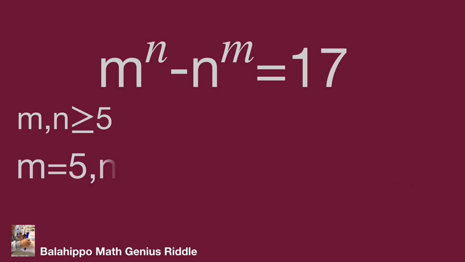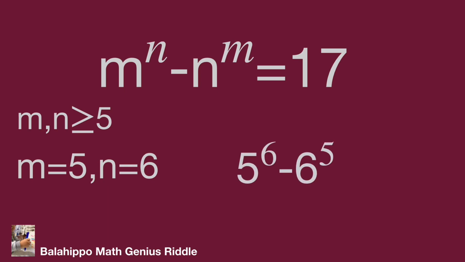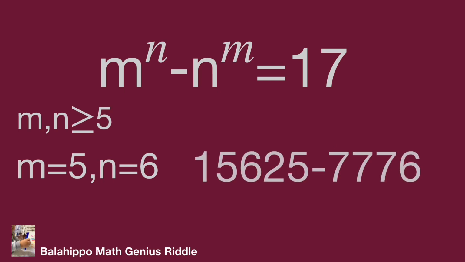If m equals 5 and n equals 6, then 5 to the power 6 minus 6 to the power 5 means 15625 minus 7776. The value is large too. We assume that m and n cannot both be larger than or equal to 5. We narrow down the value range of m and n.